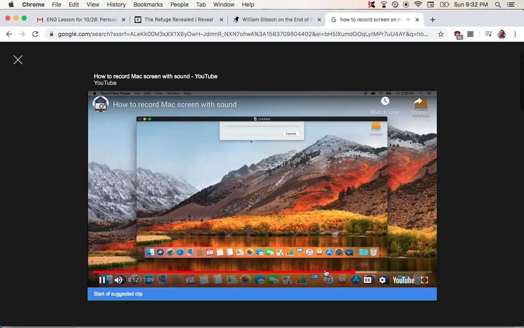Save one more time. File menu and press save.